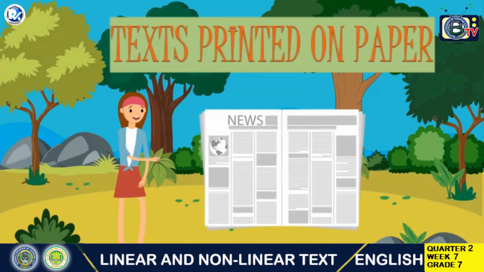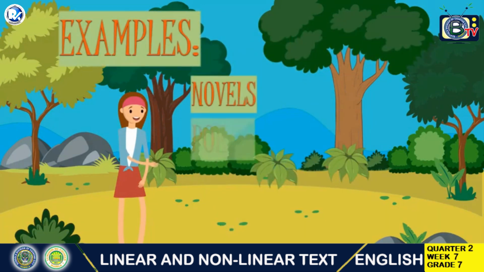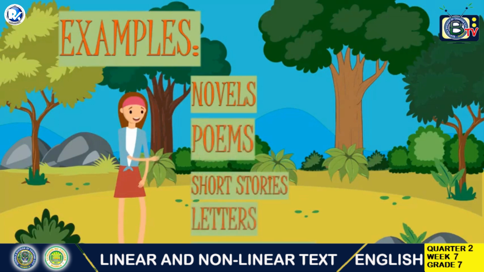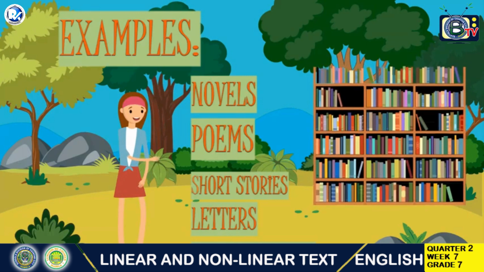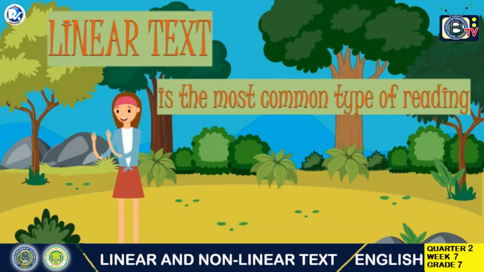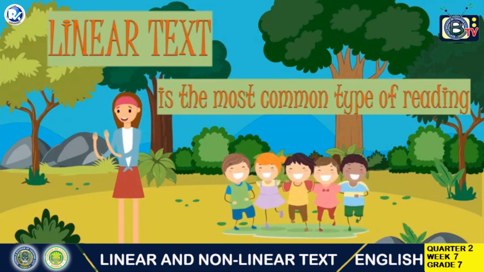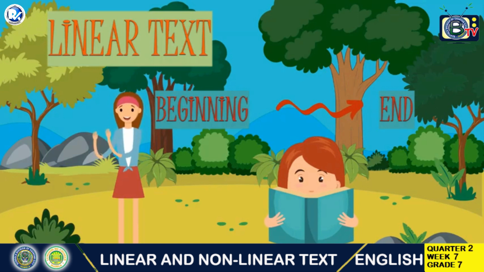Generally, text printed on paper are considered as linear text, like novels, poems, short stories, letters, educational texts, and all those texts we read from beginning to the end are all linear texts. Having said that, we now know that linear text is the most common type of reading. It is the traditional method of reading we are taught as children. Again, linear text involves reading the whole text from the beginning to the end.